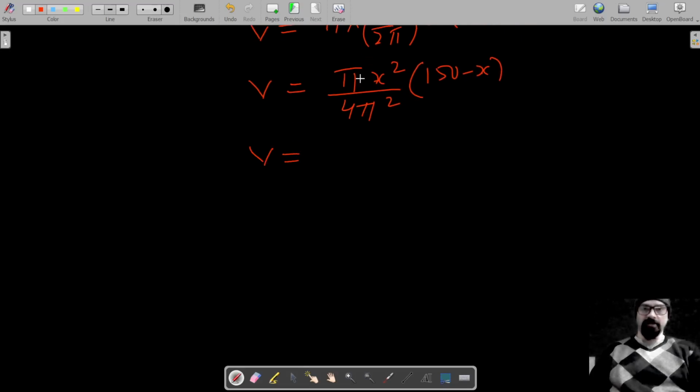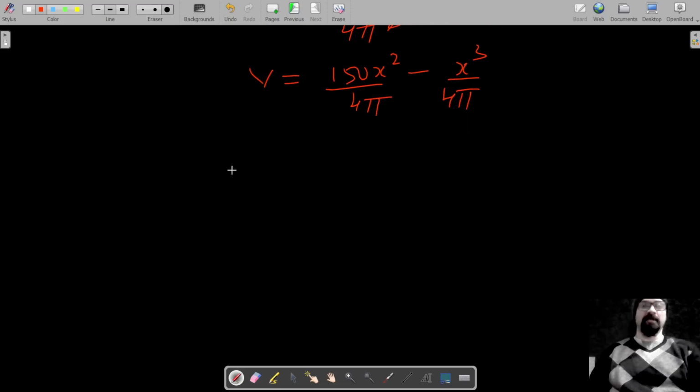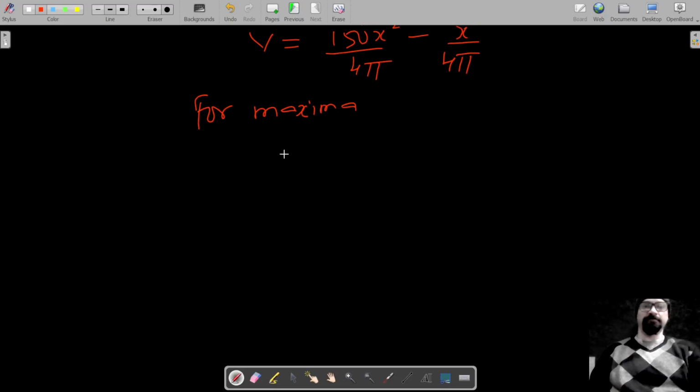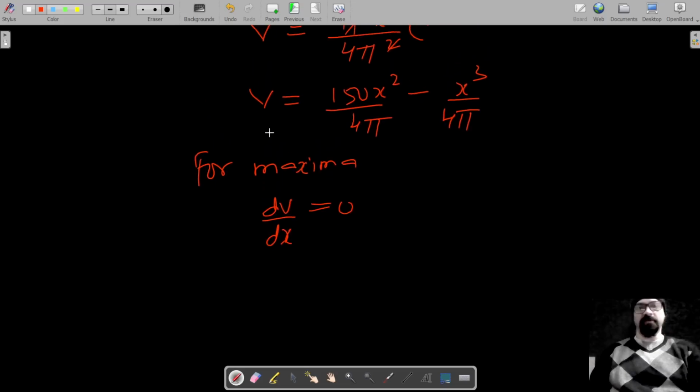So this is now 150 x square upon 4 pi minus x cube upon 4 pi. Now for maxima, dv by dx should be equal to 0. So let's differentiate this with respect to x.